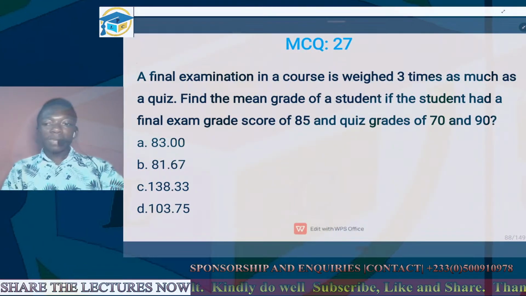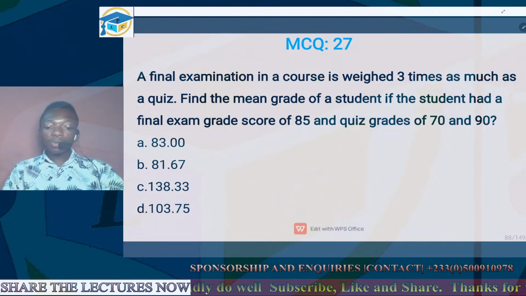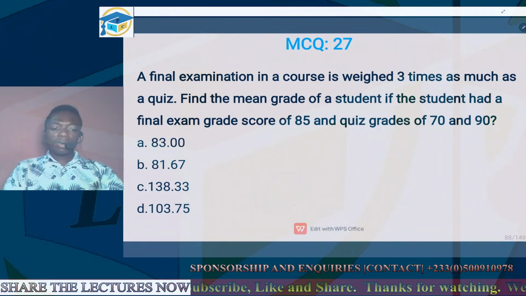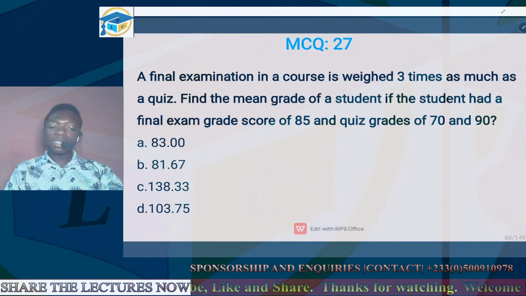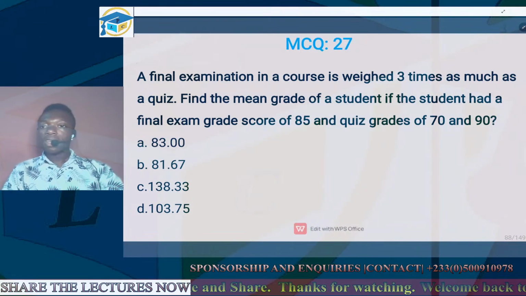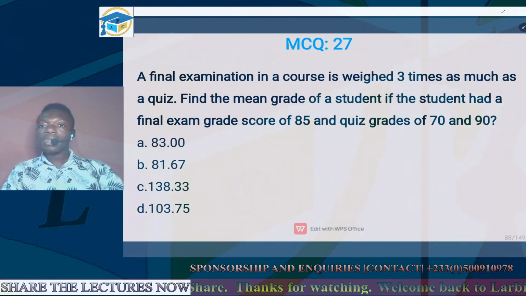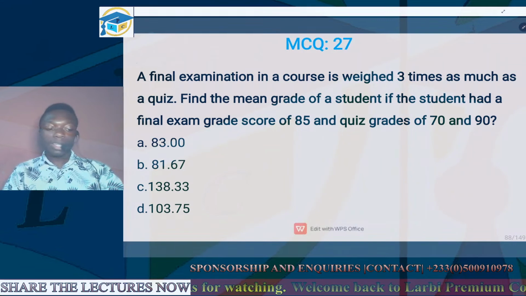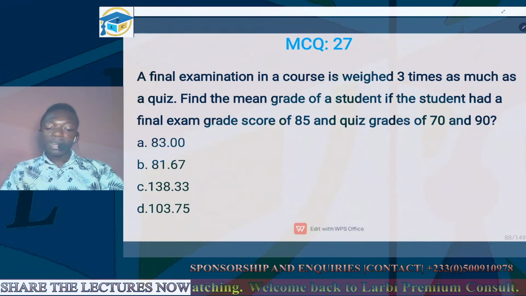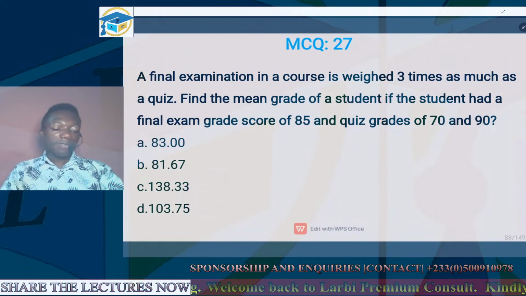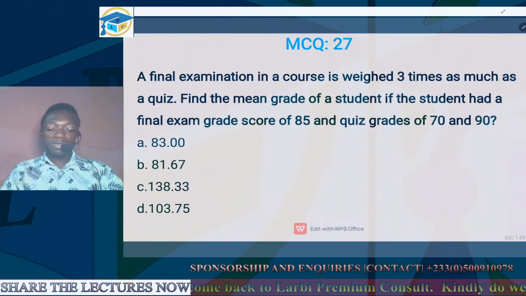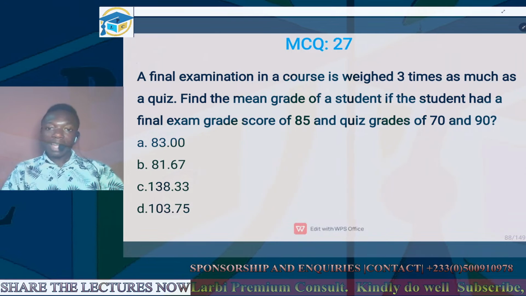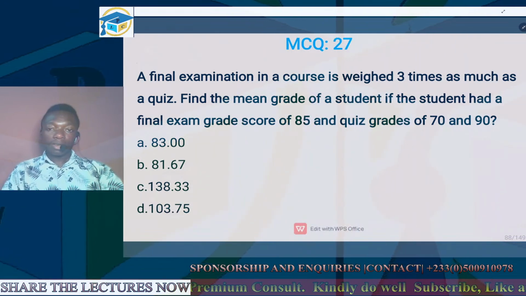A final examination in a course is weighted 3 times as much as a quiz. This is how the question goes: a final examination in a course is weighed 3 times as much as a quiz. Find the mean grade of a student if the student had a final exam grade score of 85 and quiz grades of 70 and 90. I hope you are following.